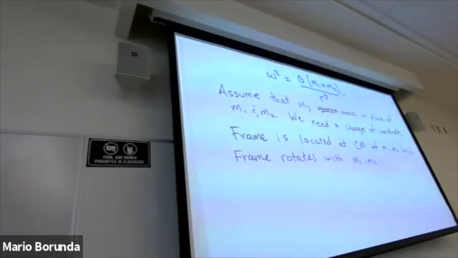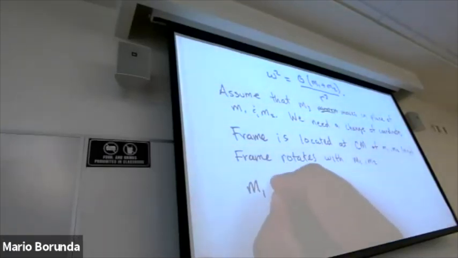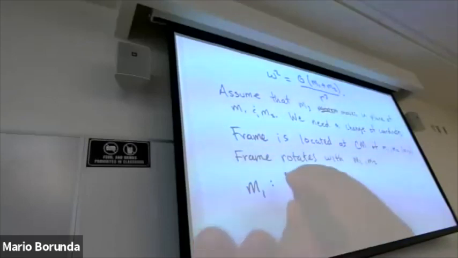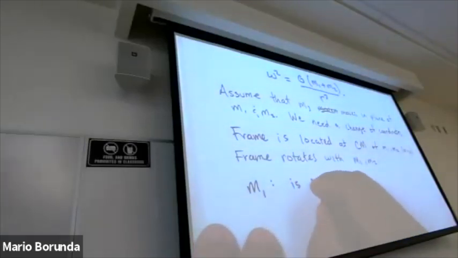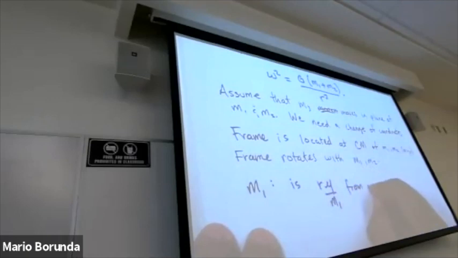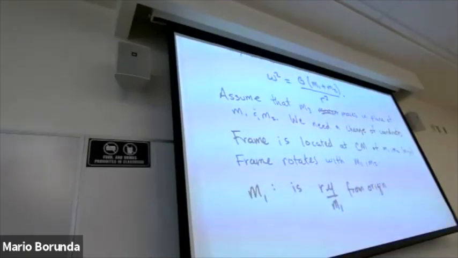So if we want to locate M1, M1 is located at distance R mu over M1 from the origin. And similarly, M2 is the same way.